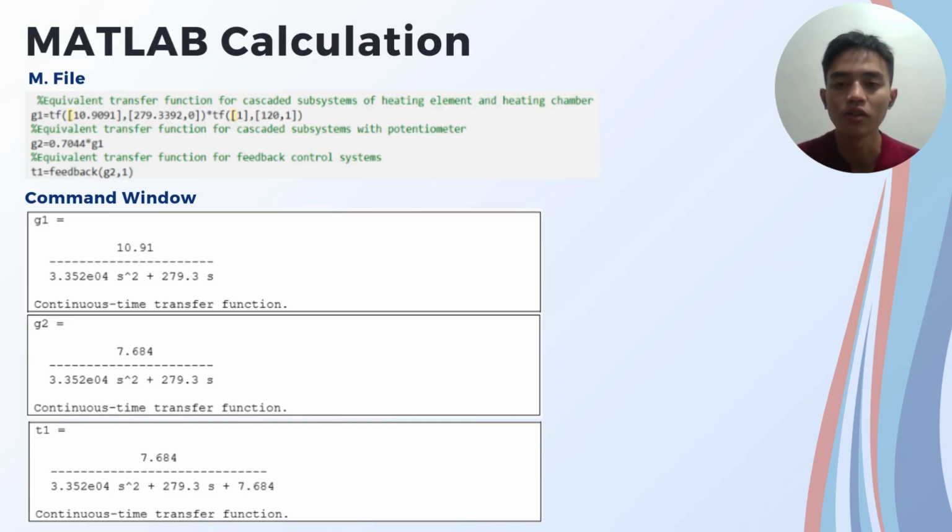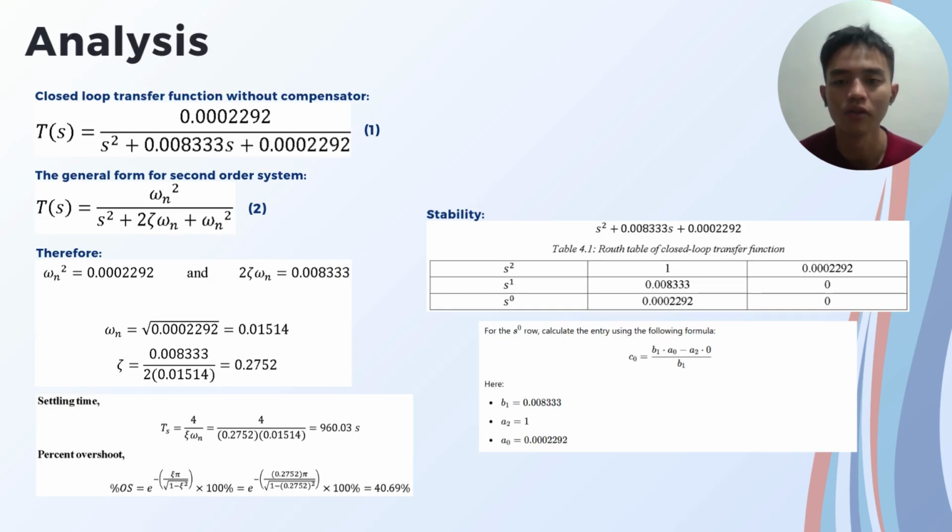This is the MATLAB calculation by coding. G1 is the equivalent transfer function of the heating element and heating chamber, and G2 is after multiplying with 0.7044, which is the gain factor for the potentiometer, and T1 is the transfer function for the feedback control system. Now we'll continue with the analysis part.